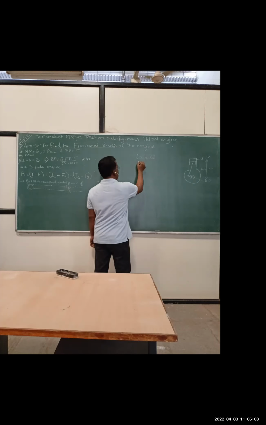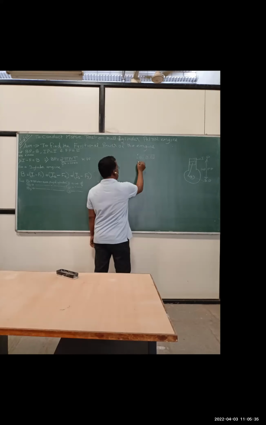Now, how do we use this to find the frictional power is the question. So coming back to the basics. Let us assume that we denote BP by B, IP by I, and FP by F. Henceforth, whenever I write B, it is brake power. Whenever I write I, it is indicated power. And whenever I write F, it is frictional power.